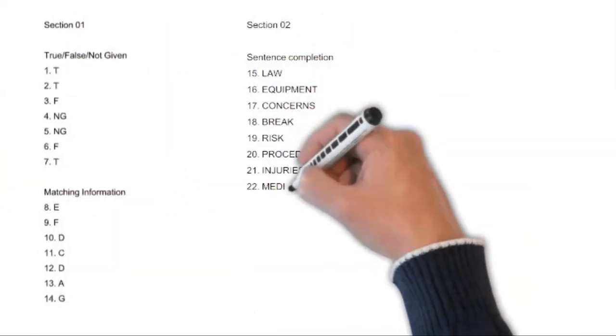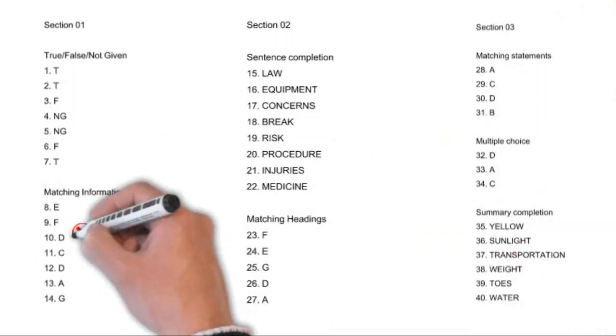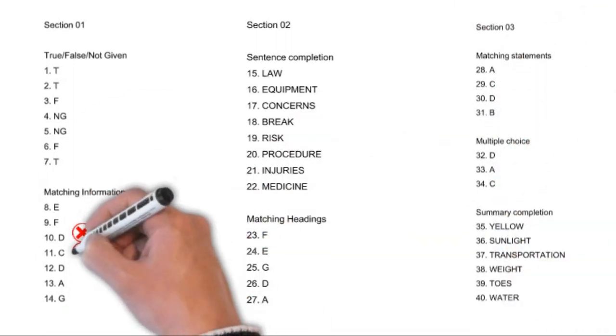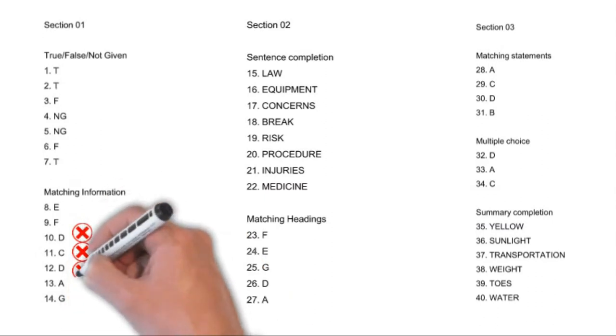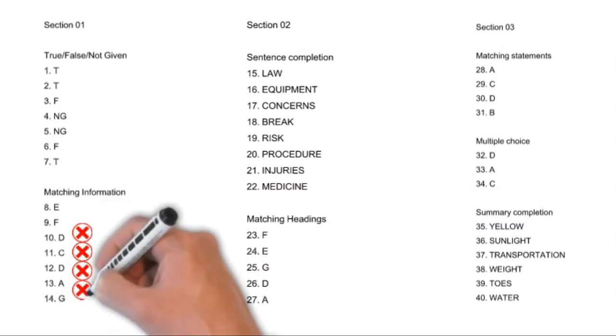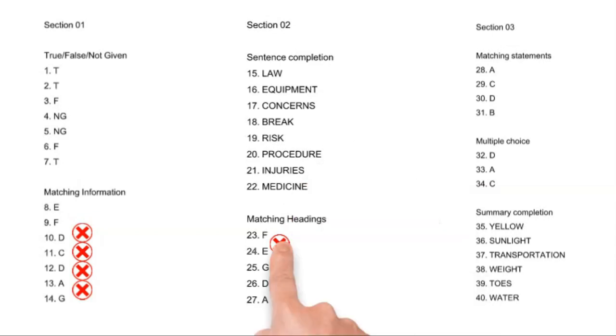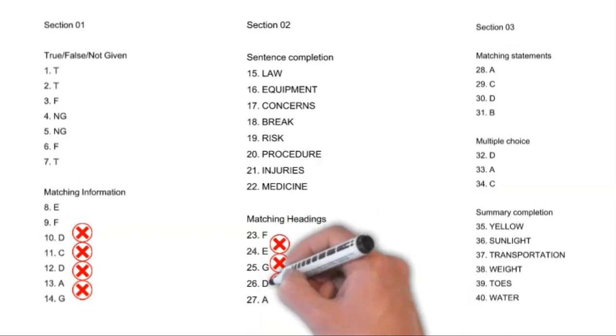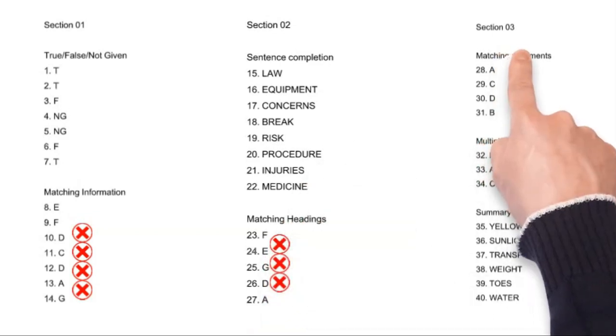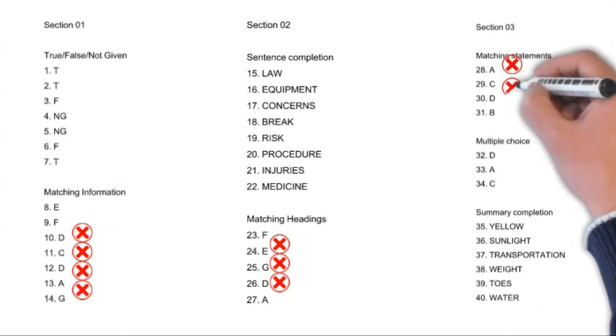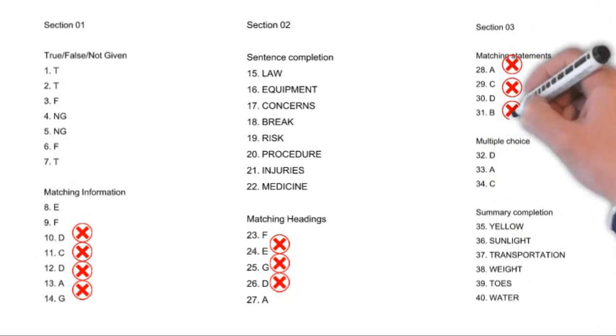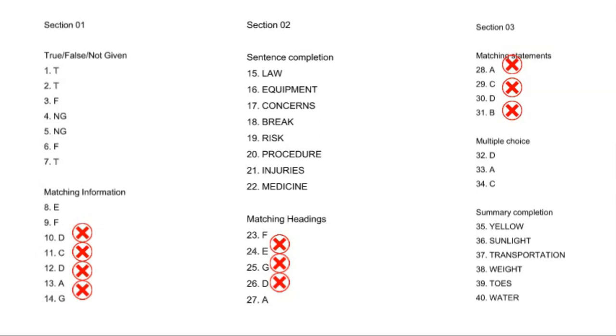Now we have another student. They get that one wrong, that one wrong, that one wrong, that one wrong, that one wrong, that one wrong, that one wrong, and that one wrong. So as you can see, matching information, matching headings, matching statements. This is a particular type of problem with matching. Each different type of question tests different reading sub-skills. So matching, one of the sub-skills that you need to learn for that is scanning. So scanning for the location of the correct answer.